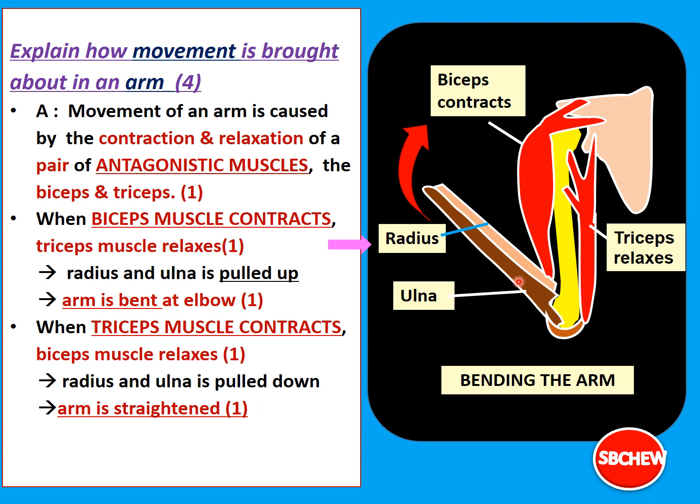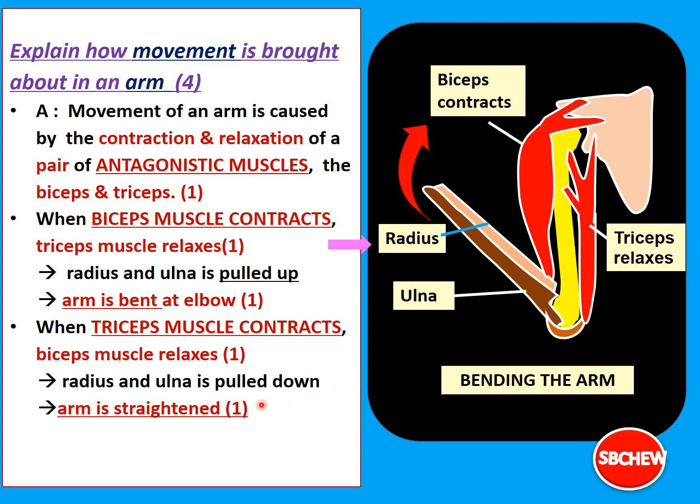On the other hand, when the triceps muscle contracts, it's not shown here, but when it contracts, it should become a bit fatter, right? So when the triceps muscle contracts, the biceps muscle relaxes. Mention what happens to the two muscles. Then what happens to the bones? The radius and ulna are straightened. Actually, it's the ulna first that's pulled down, and the radius will come down with it. So the arm is straightened.